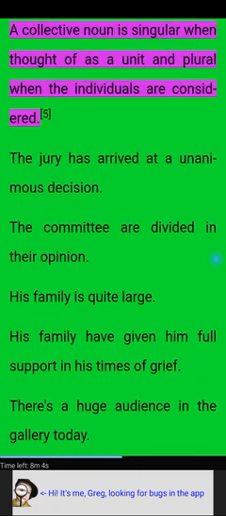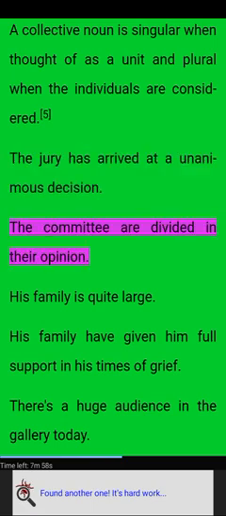A collective noun is singular when thought of as a unit and plural when the individuals are considered. E.g. The jury has arrived at a unanimous decision. The committee are divided in their opinion. His family is quite large.